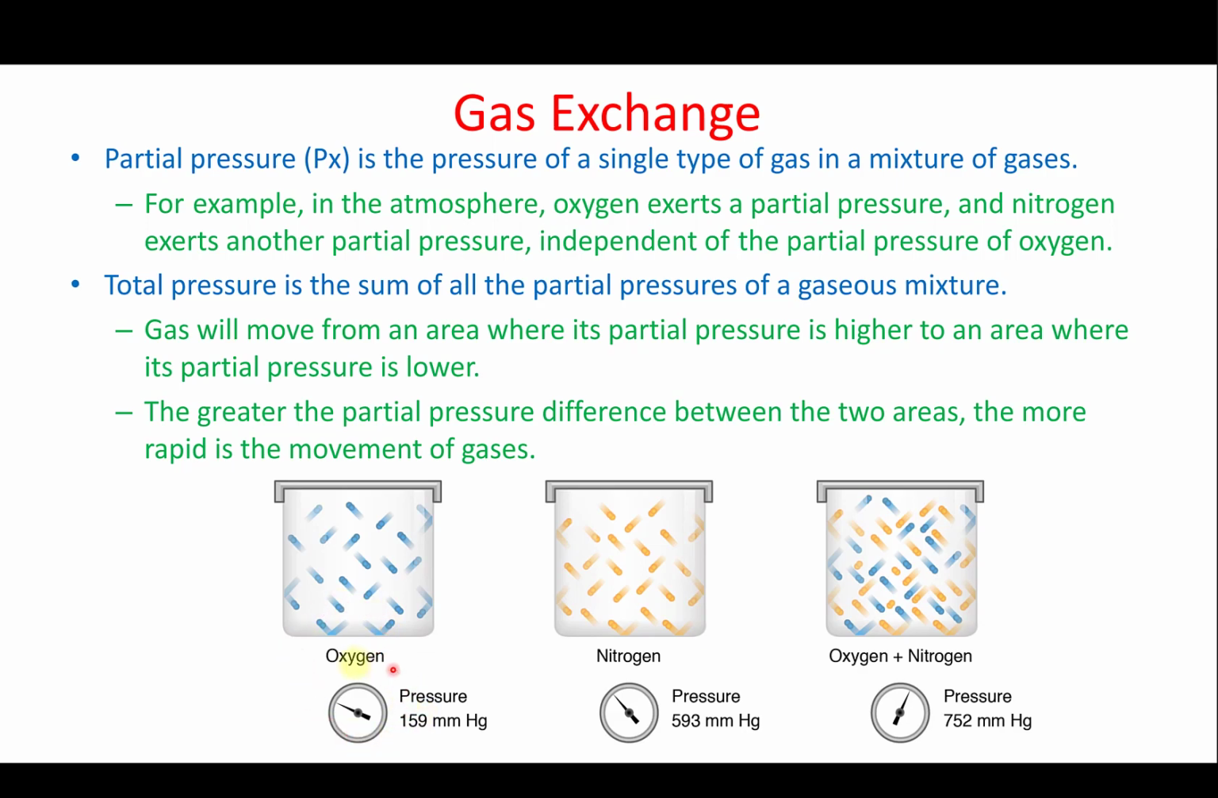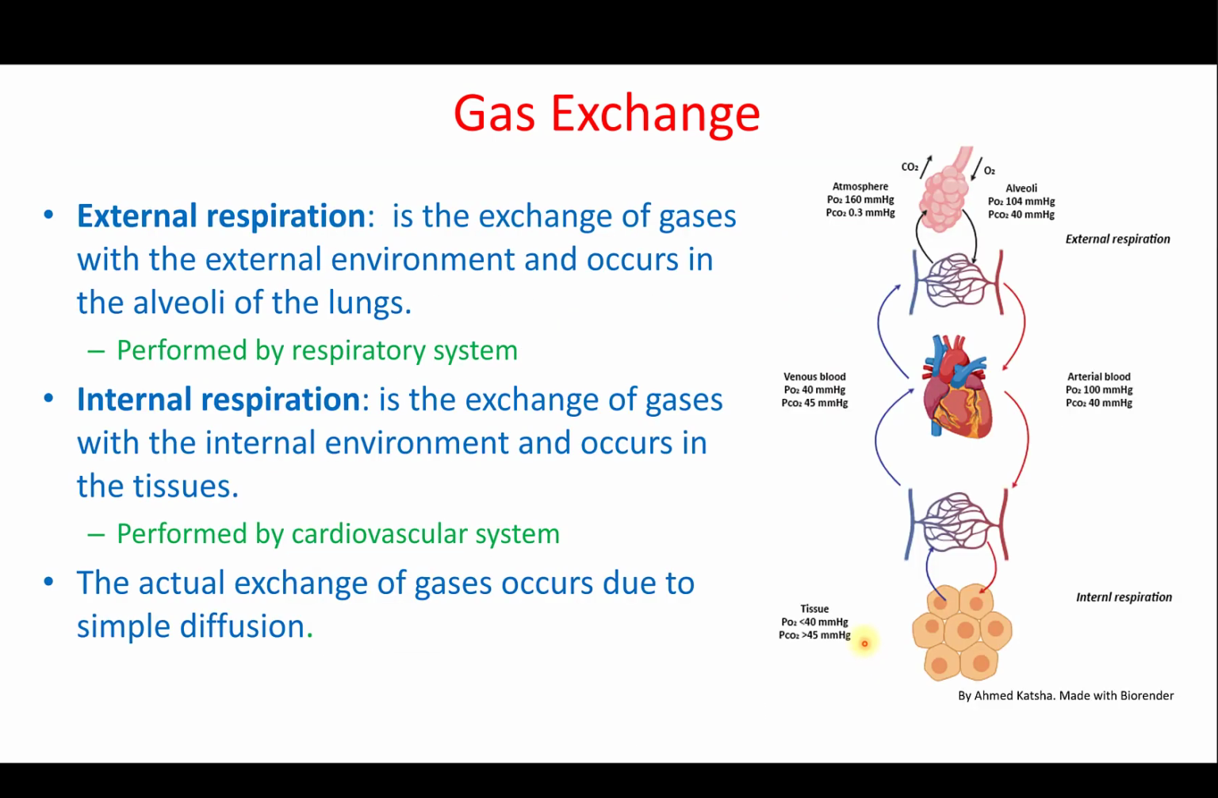So here, for example, we have oxygen, which gives 159 millimeter mercury of pressure. Nitrogen will give 593 millimeter mercury of pressure. Now, if we mix those two gases, we will get 752, which is the sum of both gases. So in this chamber, we have a partial pressure for the oxygen and a partial pressure of the nitrogen. In a mix of gases, each gas has its own partial pressure. And that is how those gases would move through the body.